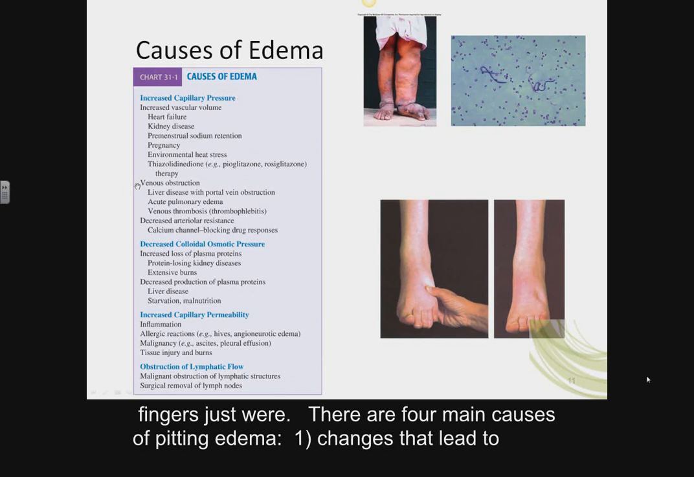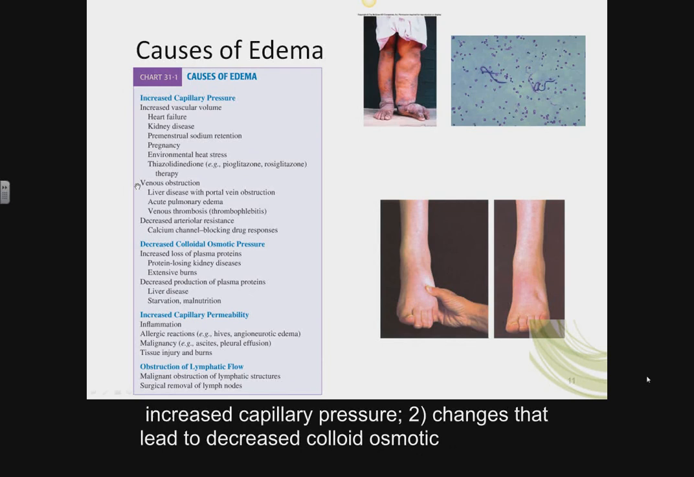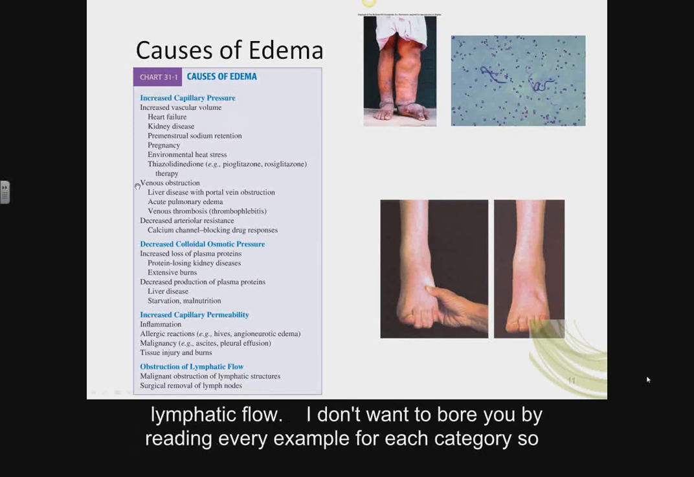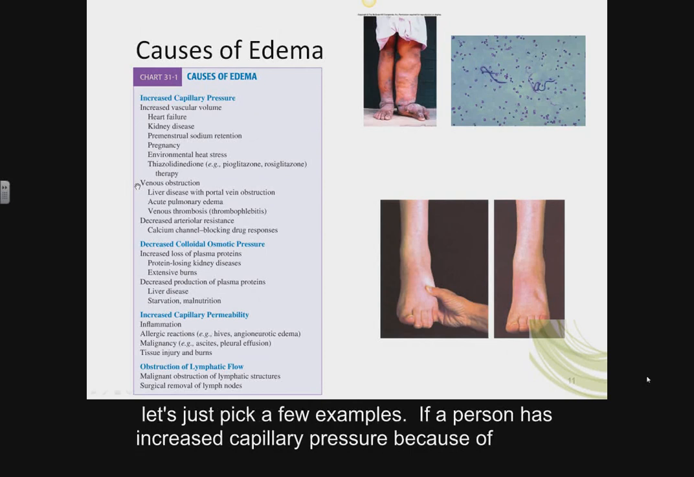1. Changes that lead to increased capillary hydrostatic pressure. 2. Changes that lead to decreased colloid osmotic pressure. 3. Changes to the Kf, or the capillary permeability factor. And 4. Obstruction to lymphatic flow. I don't want to bore you by reading every example for each category, so let's just pick a few examples.